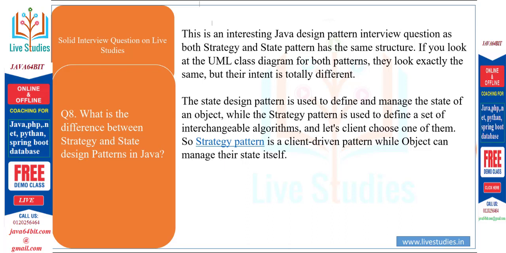Another question is, what is the difference between strategy and state design pattern in Java? This is an interesting Java design pattern interview question. Both strategy and state design patterns have the same structure; if you look at the UML class diagram for both patterns, they are exactly the same, but their intent is totally different. The state design pattern is used to define and manage the state of the object, while the strategy pattern is used to define a set of interchangeable algorithms and lets the client choose one. The strategy pattern is a client driven pattern, while objects manage the state themselves.